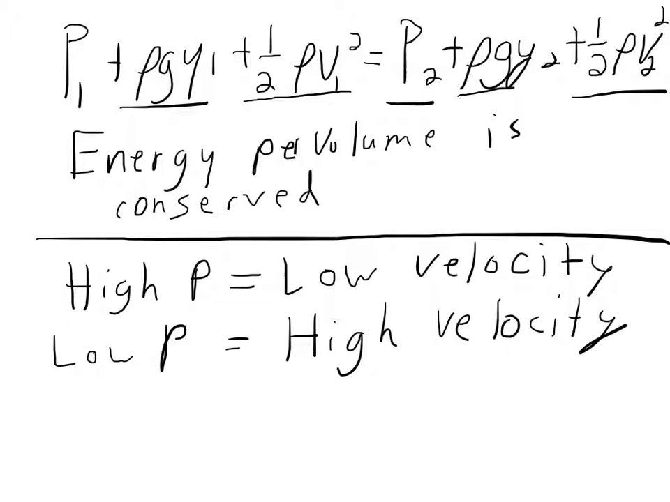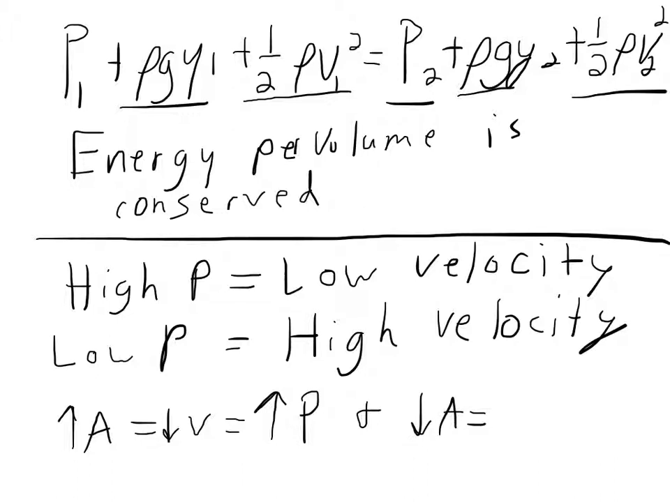I remember we did lots of problems where we related big area equals small velocity equals high pressure, and small area equals big velocity equals low pressure. That comes from the principle of continuity, by the way, the relationship of area to velocity. So area and pressure do the same thing, while area and velocity do opposite things. If area gets small, pressure gets small. But if area gets small, velocity gets big.